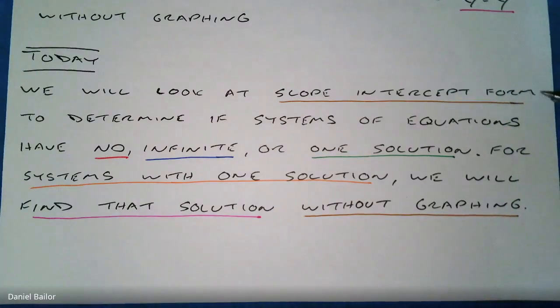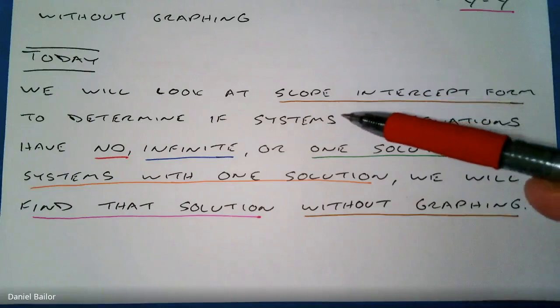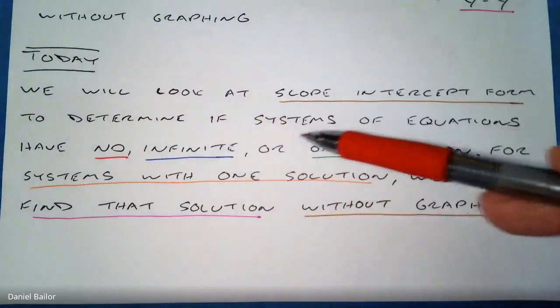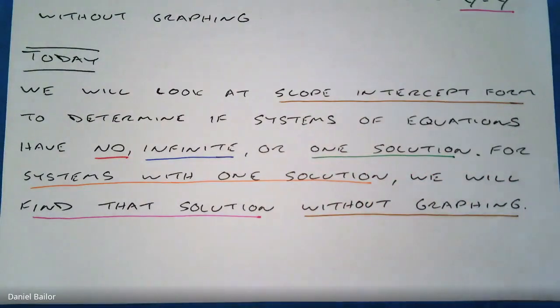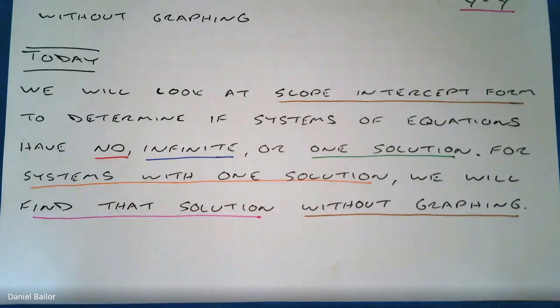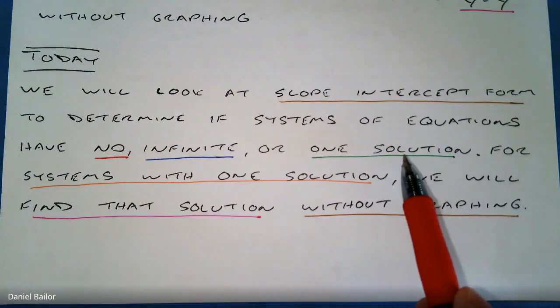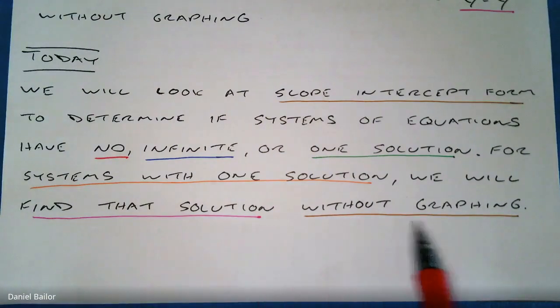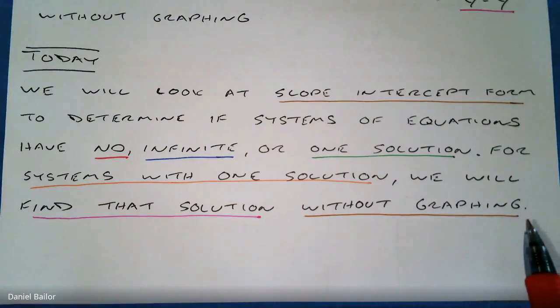So we will look at the slope-intercept form to decide if systems of equations have no, infinite, or one solution. You are going to look at the equations and say that the system has no solution, or that the system has infinite solutions, or that the system has one solution. And for systems with one solution, we will find that solution. We will find the solution without graphing. So that's what we're working on today.